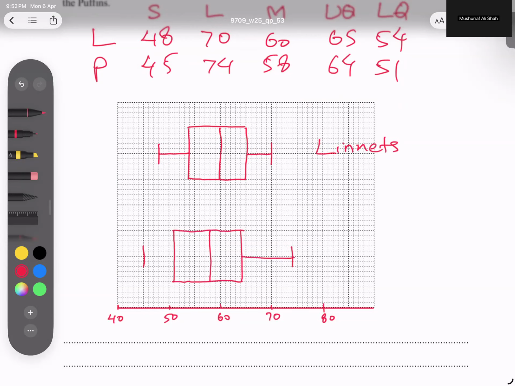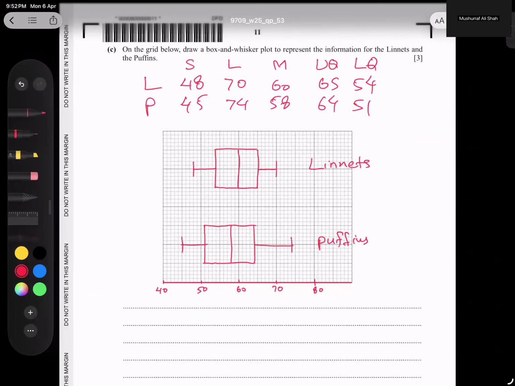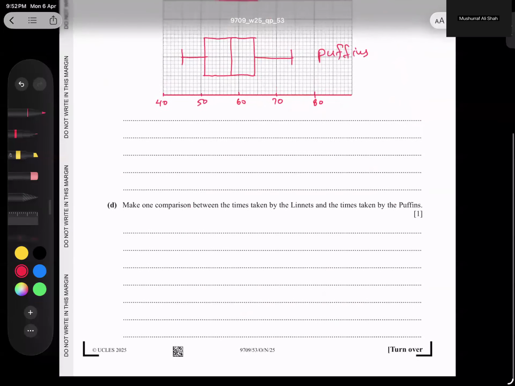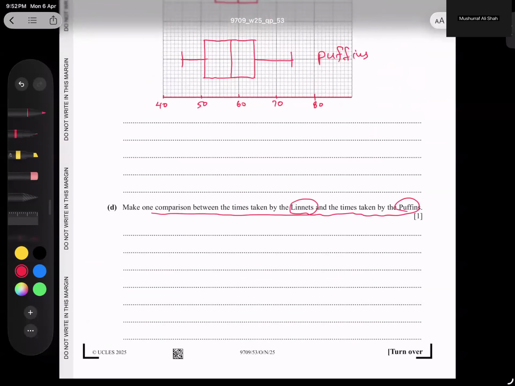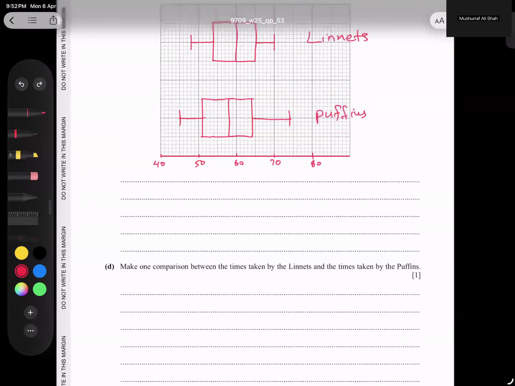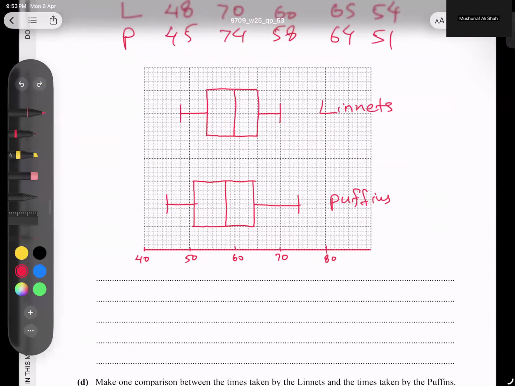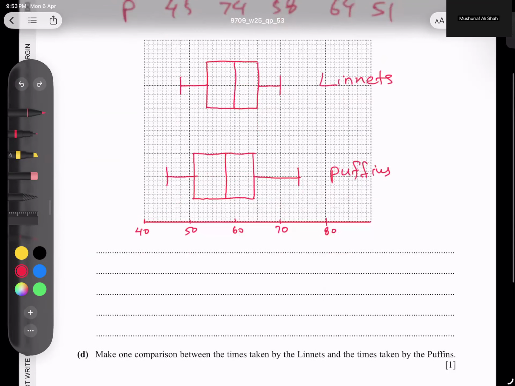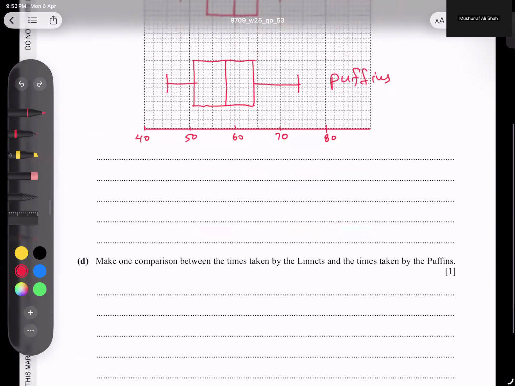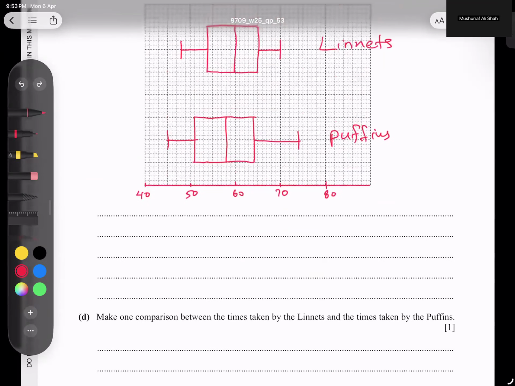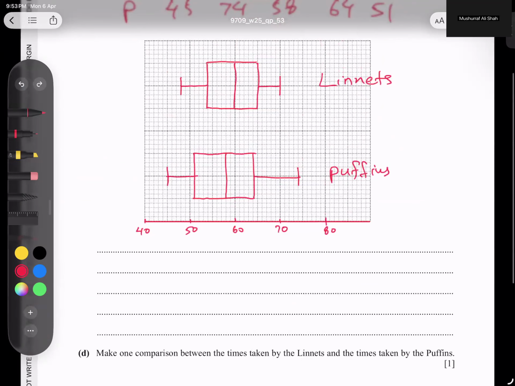Okay, this is done. So this diagram is done. Alhamdulillah. And what is it asking further? Make one comparison between the times of the linnets and the times for the puffins. So students, you can say the time taken for the puffins is more, because the highest and lowest values are more.